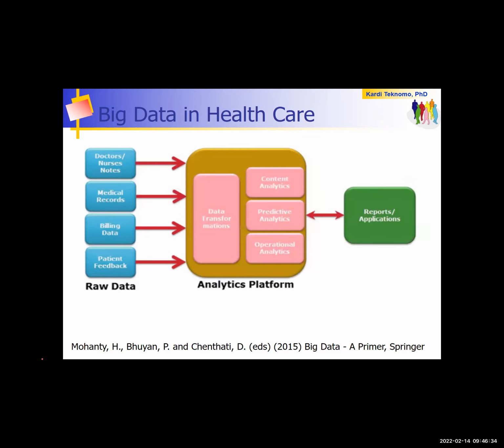This is another example of big data in healthcare. Where does the data come from? The data comes from the doctor, from the nurse, the notes, the medical record, billing data, and patient feedback. So these are different types of data, isn't it? Then you can put them together. You transform the data into a single database, with this data warehouse, and then you start to do content analysis, predictive analysis, operational analysis. Again, you create a report based on this big data analysis. Is this clear or not?